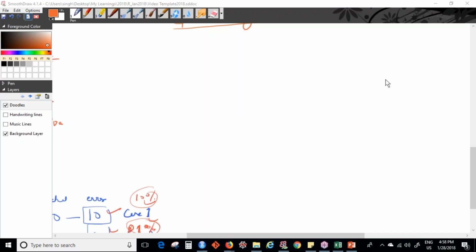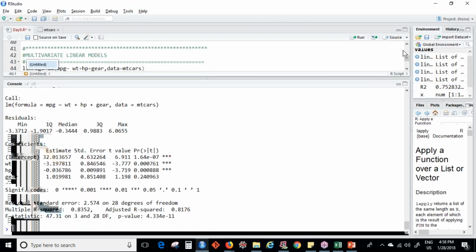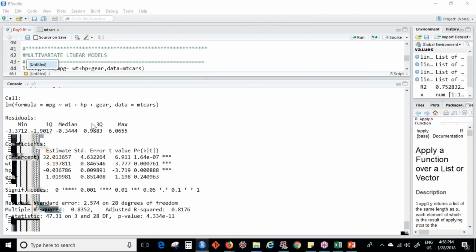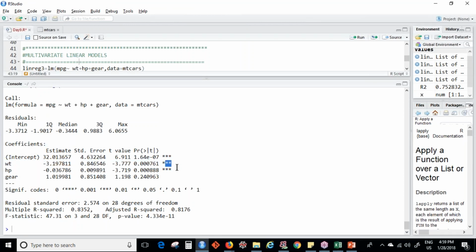Can you repeat your question, Dibakar? I did not understand. Which part are you confused with? Okay. Which part here? This one? The stars? You mean this one? Okay.